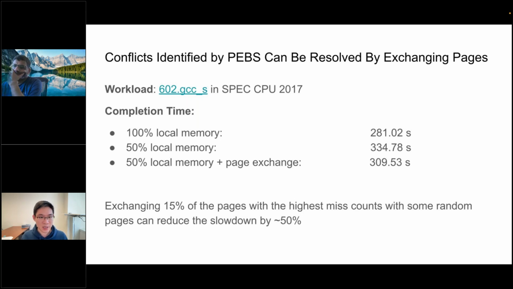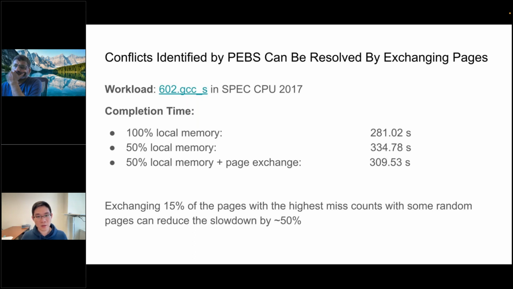We also measure the completion time when the local memory size, or the DRAM size, is 50% of the resident set size. In that case, only 50% of the data can fit into DRAM. So we can see that the completion time is significantly higher when the DRAM ratio is 50%.